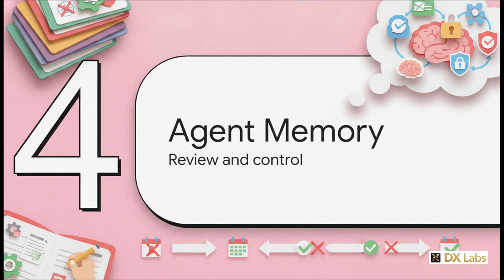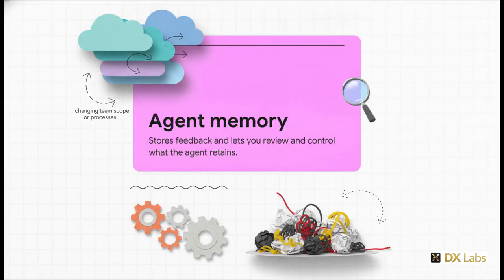Section 4, Managing Agent Memory. Reviewing and controlling retained feedback. Think back to our BPO trainee. What happens if you give them a set of process instructions, but a month later, the company policy completely changes? Well, you have to go into their notebook, cross out the old instructions, and write in the new ones so they stop doing things the old way, right? Well, agent memory is the exact same concept. By definition, agent memory is a system that stores the feedback you've provided and allows administrators to review and control what the agent actually retains.